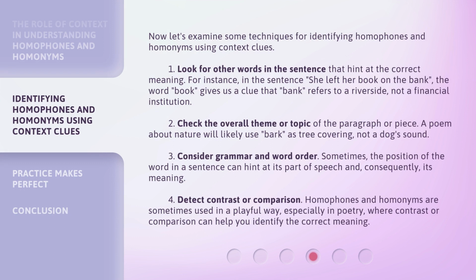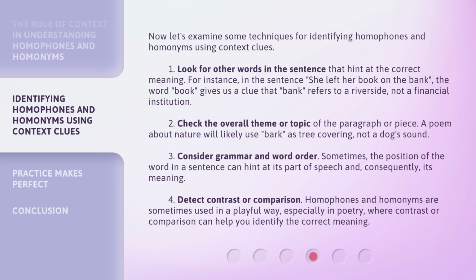Now let's examine some techniques for identifying homophones and homonyms using context clues. 1. Look for other words in the sentence that hint at the correct meaning. For instance, in the sentence, "She left her book on the bank," the word book gives us a clue that bank refers to a riverside, not a financial institution. 2. Check the overall theme or topic of the paragraph or piece. A poem about nature will likely use bark as tree covering, not a dog's sound.